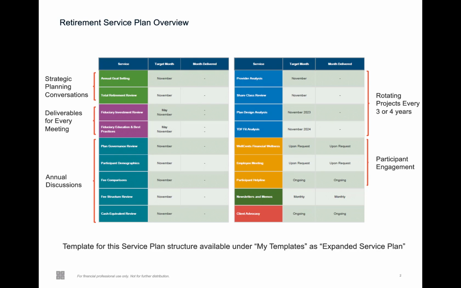In the purple, these are the things that we're doing at every meeting. So if I'm meeting with a client quarterly, you'll see quarterly deliverable dates in the second column, but we're always going to talk about the investments, and we're always going to do something that's related to fiduciary education and best practices.